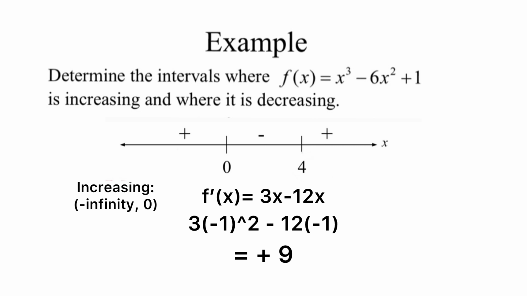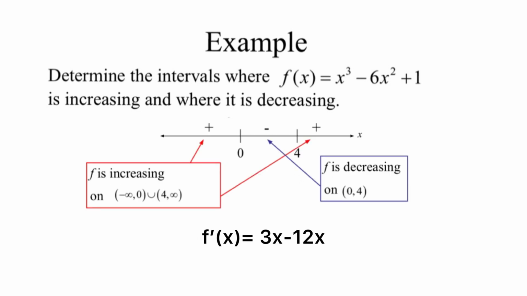We do the same for the rest, and the answer will be that f is increasing on 4 to infinity as well, because we do the same steps, we plug it in, we find it positive. And decreasing on 0 to 4, we do the same steps, we plug it in, and the answer will be negative, so it is decreasing for sure. So f is increasing from negative infinity to 0 and 4 to infinity because the values are positive. On the other hand, it is decreasing from 0 to 4.